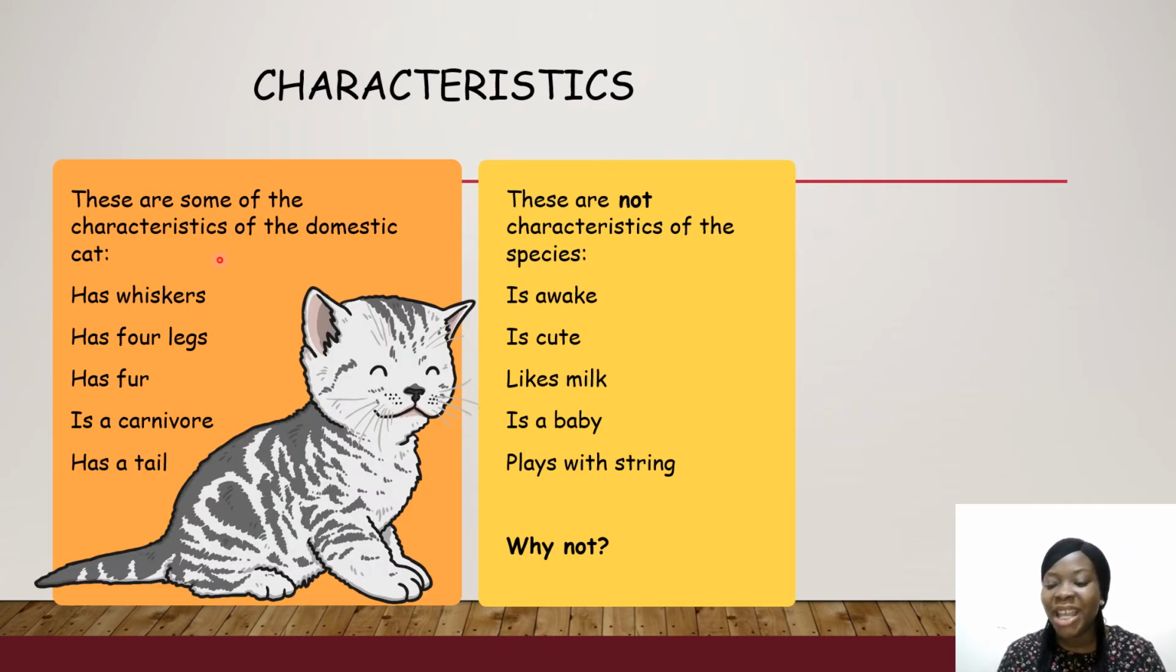Welcome back. Now let's see if you were able to get them correctly. These are some of the characteristics of the domestic cat. He has whiskers. Yes, can you see the lovely whiskers? It has four legs. One, two, three, and there is one hiding behind here. Four. Is a carnivore. What is a carnivore again? An animal that eats flesh. Okay, it has what? Tail. Good job. These are characteristics of this cat, and these are not the characteristics: it's awake, it's cute, likes milk, is a baby, plays with strings. Why not? Why are these not the characteristics? What do you think? Pause the video and have a go.